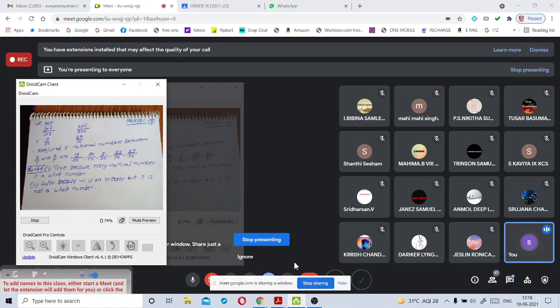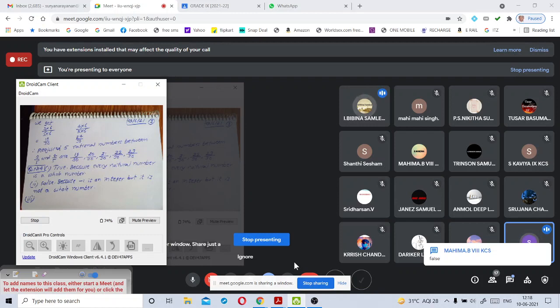Understood this point, my dear children? Understood, sir. Right. Now, who will read the third one? Shanti, please carry on. Every rational number is a whole number. Is this statement true? No, sir.